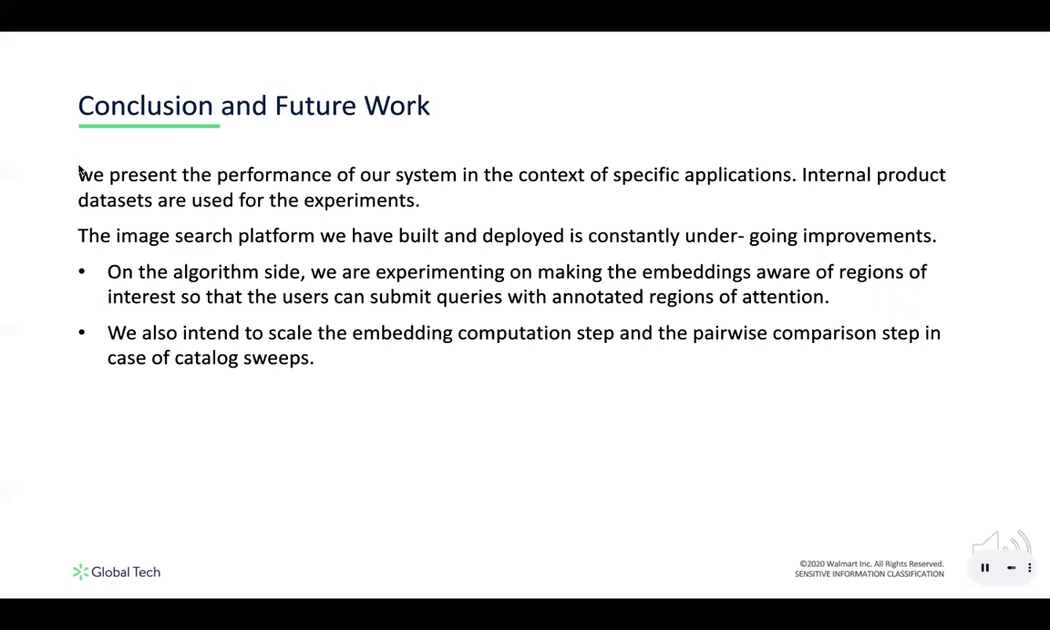The image search platform we have built and deployed is constantly undergoing improvements. Some of the improvements we are currently working on is experimenting on making the embeddings aware of regions of interest so that the users can submit queries with annotated regions of attention. We're also currently working on scaling SIR to larger datasets. We hope to make SIR more robust and accurate in terms of performance and efficiency.